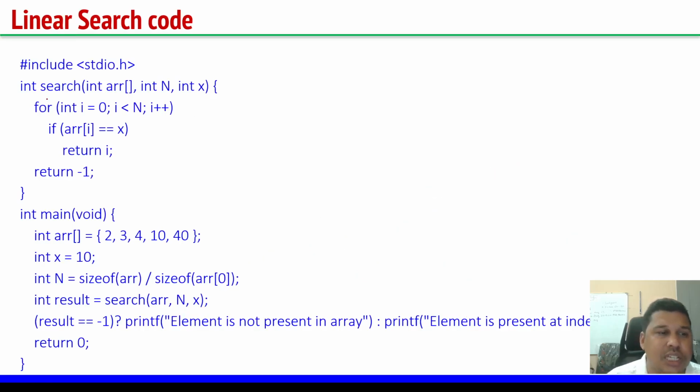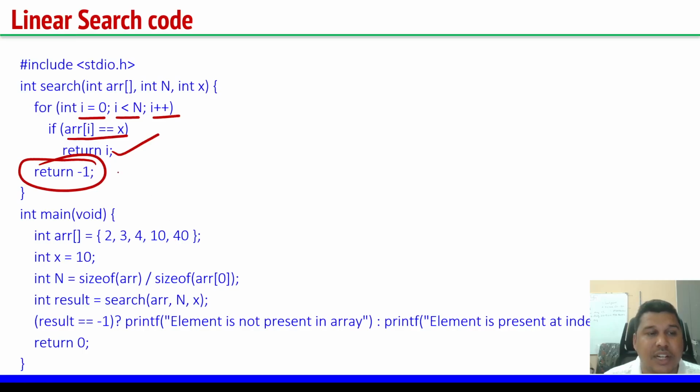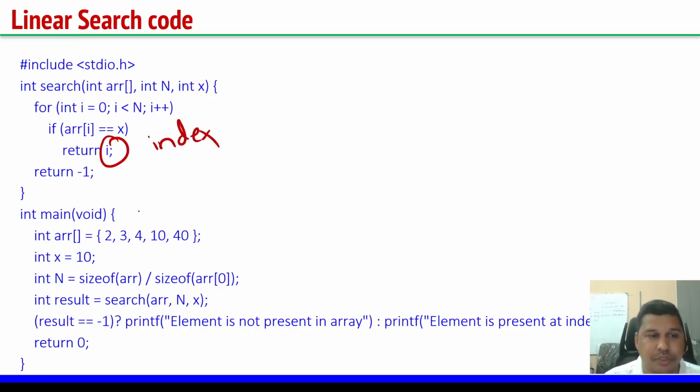See, the logic is very simple. It is received here. After that, for i = 0, i less than n, i plus plus, if a of i equals x, return i, otherwise return -1. What is being returned here? i means the index. At whichever location we found the value x, that particular index will be returned. Otherwise we return -1. So if the element is found, i will be returned, otherwise -1.